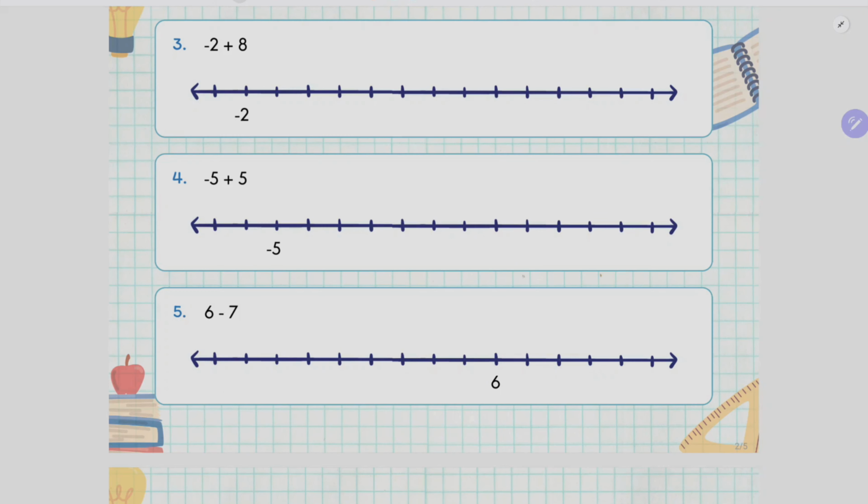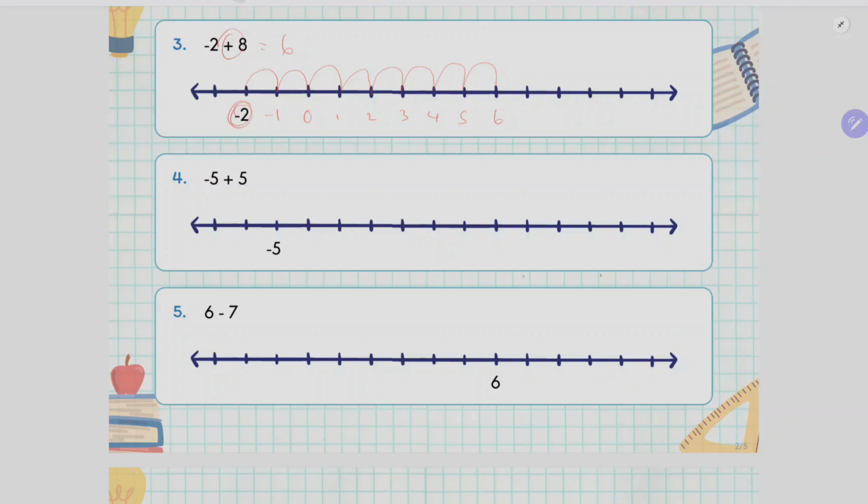Moving on to problem number 3, we have -2 plus 8. So we start with the -2, and since it is a positive number, we move 8 jumps, or 8 units, towards the right. That means 1, 2, 3, 4, 5, 6, 7, 8. And now we have to fill in the numbers from -2 all the way to the positive number that we land on. So it would be -1, 0, 1, 2, 3, 4, 5, 6. So now your answer should be 6.